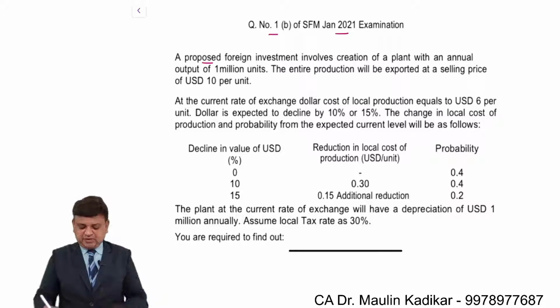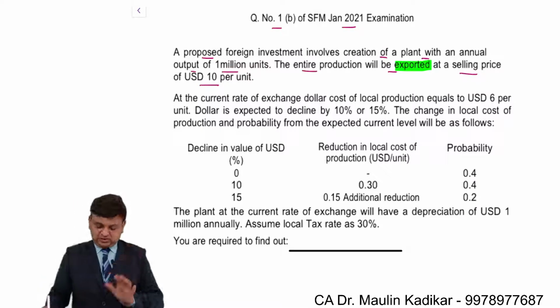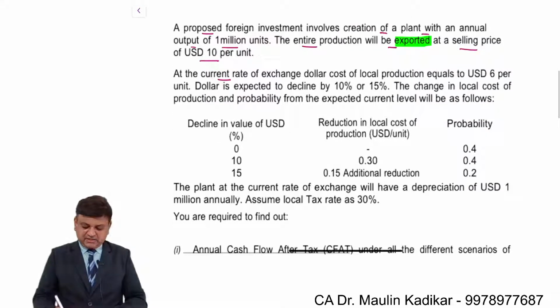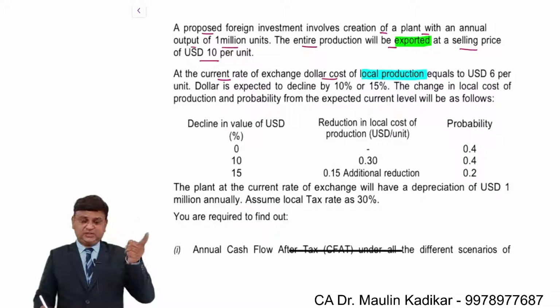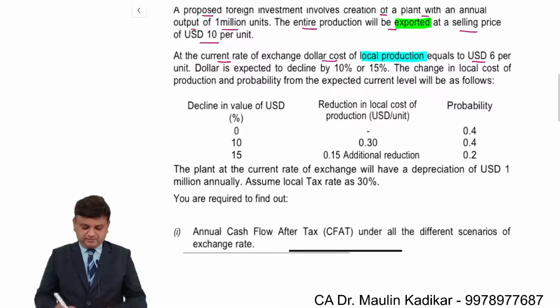Proposed foreign investment involves creation of a plant with an annual output of 10 lakh units, that is 1 million. The entire production will be exported, at a selling price of $10 per unit. So the export consideration is $10. At the current exchange rate, the dollar cost of local production, which is given in dollar currency terms, is equal to $6 per unit.